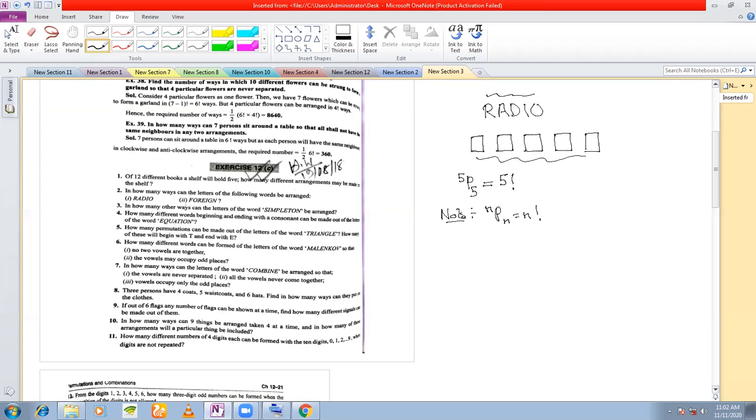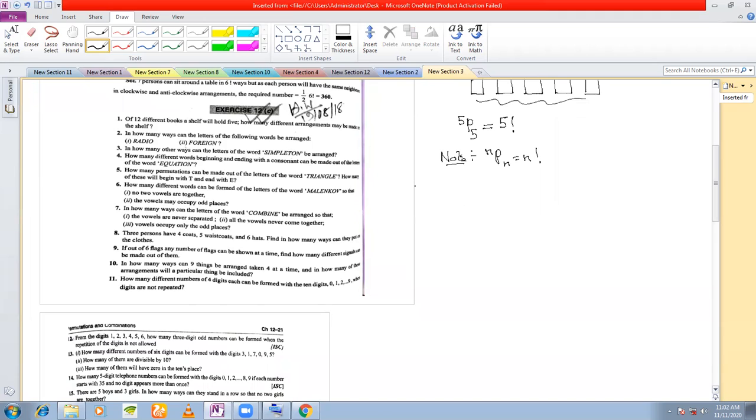Okay, let us see another problem here. This was 2 1. Let us see another problem here, number 5. This one is an example for restricted permutation. How many permutations can be made out of the letters of the word triangle?